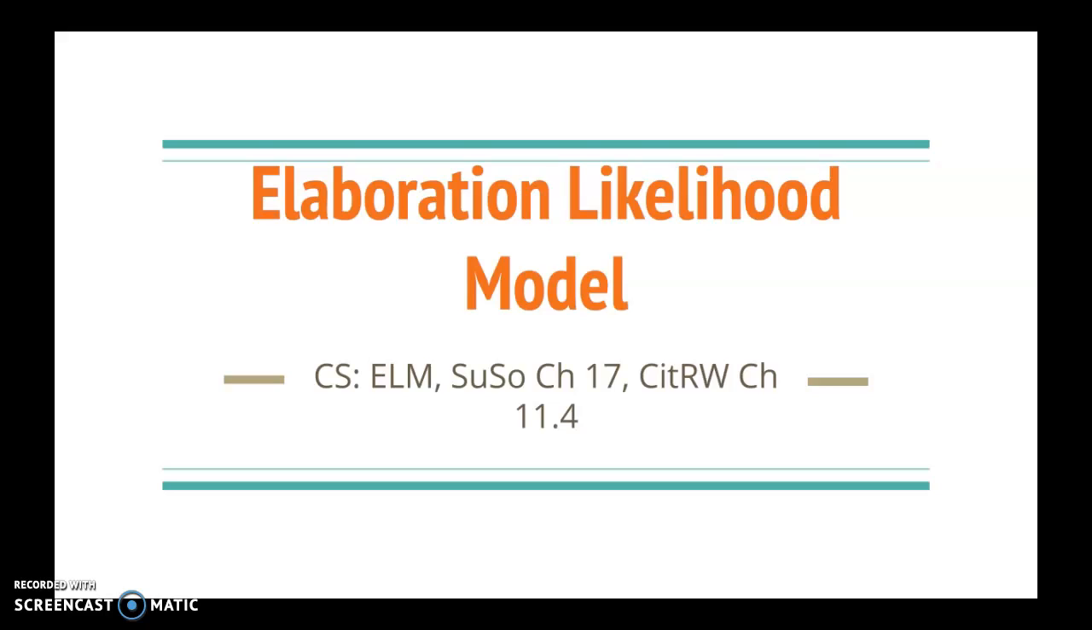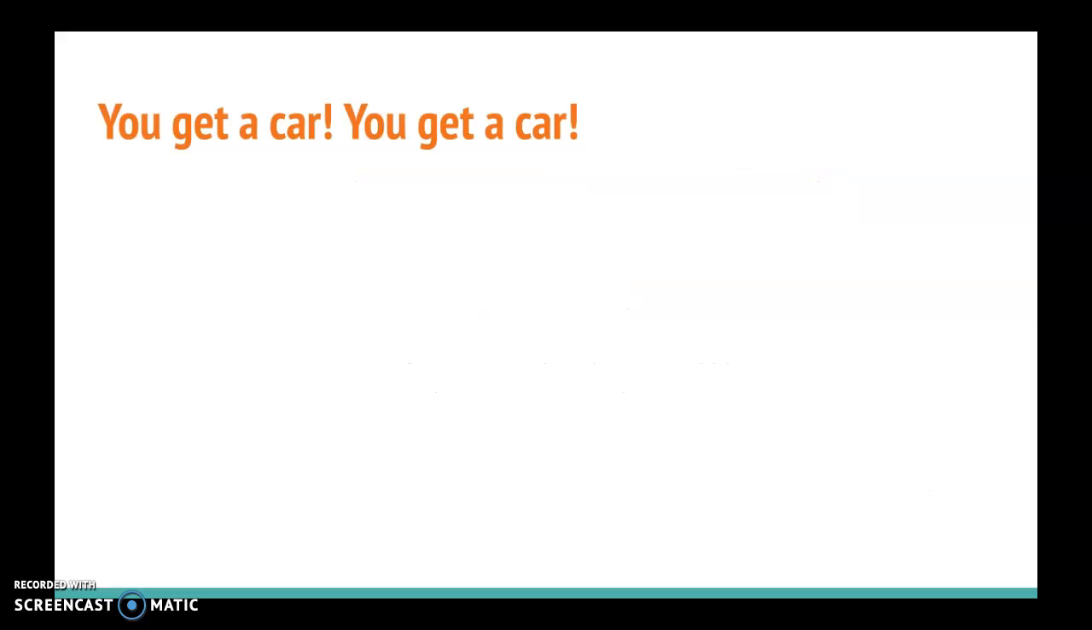Today we're going to take a look at the elaboration likelihood model, which is a theory of persuasion that describes how people interpret persuasive messages and how they then use those messages. And in order to better understand this model, we're going to take a look at two theoretical people.